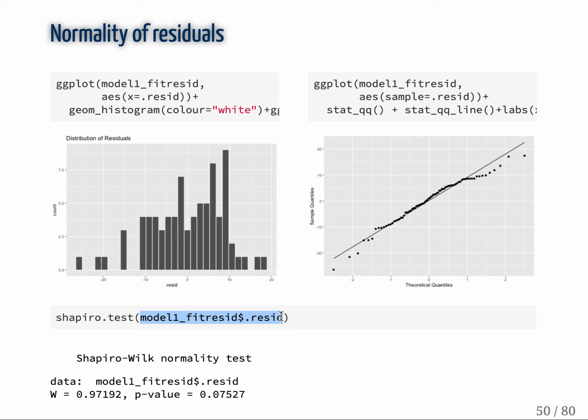Here in this hypothesis testing, the null hypothesis is the errors follow a normal distribution. The alternative, or H1, is the errors do not follow a normal distribution. Here, since the p-value is larger than 0.05, we do not reject H0 at the 0.05 level of significance, so we do not have enough evidence to say errors are not normally distributed. So the normality assumption is satisfied.